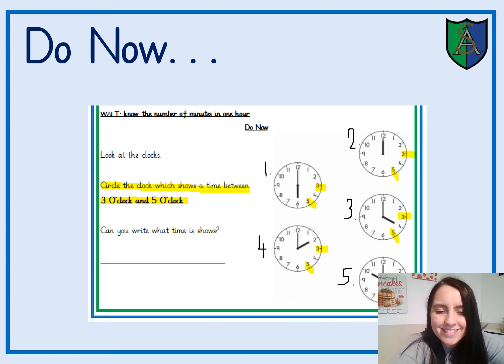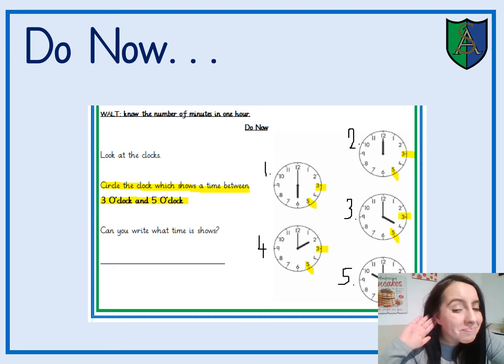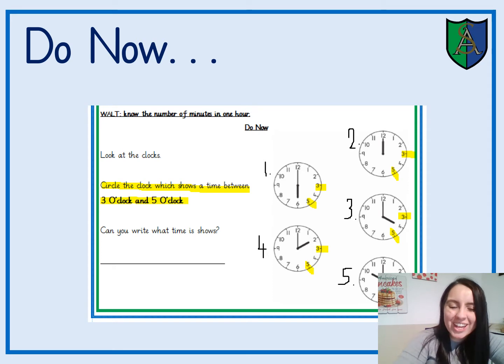We've noticed that in this one, the hour hand is pointing somewhere in between 3 o'clock and 5 o'clock. Maybe, based on what I've just told you about the hour hand, you could have a go at saying what time you think that clock is showing in between 3 o'clock and 5 o'clock. What was that, everyone? 4 o'clock. Super work, everybody.